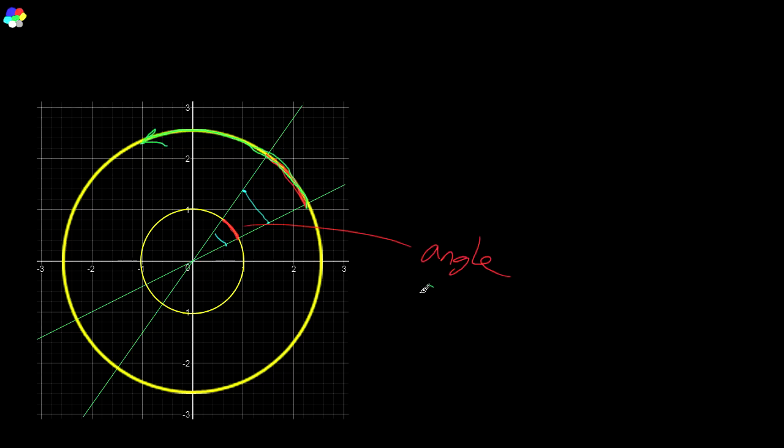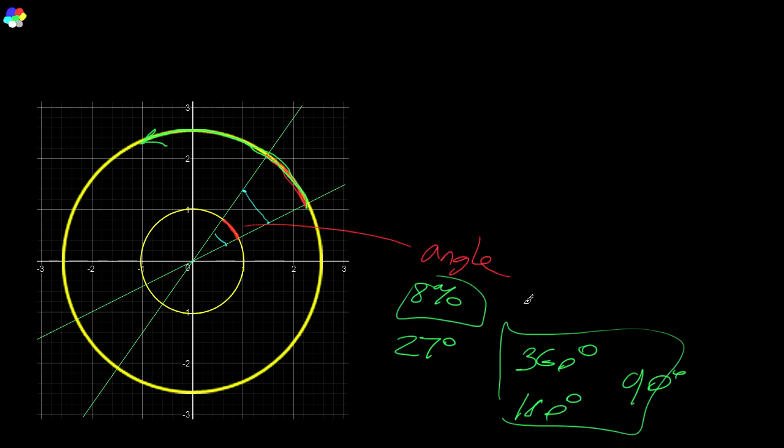So this angle here might be something like 8%. But that's not how we talk about angles, is it? We usually talk about angles in terms of degrees. So we might say this is like 27 degrees. What is a degree? Well, the whole circle is 360 degrees. So a half circle is 180, and a quarter circle is 90 degrees, etc., etc. So it functions the same as a percentage. Instead of saying 50% of the circle, we say 180.